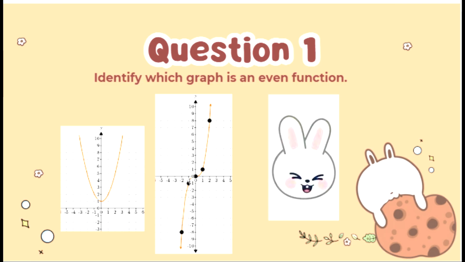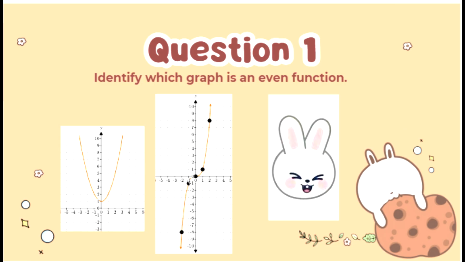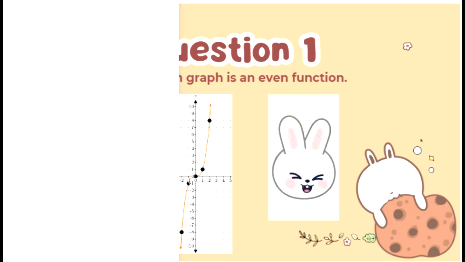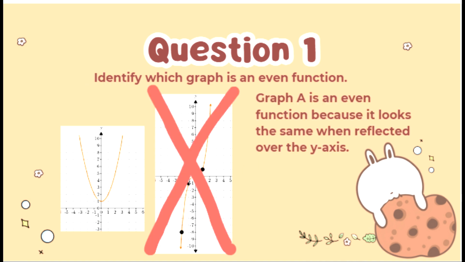Remember, it is reflecting only over the y-axis. If this reflected over the y-axis, then it would look like this. It would come up like this. And it doesn't because it's not a parabola. It reflected over the y and then over the x. So it's not this one. It has to be this one. Okay? Graph A is even because it looks the same when it is reflected over the y-axis.